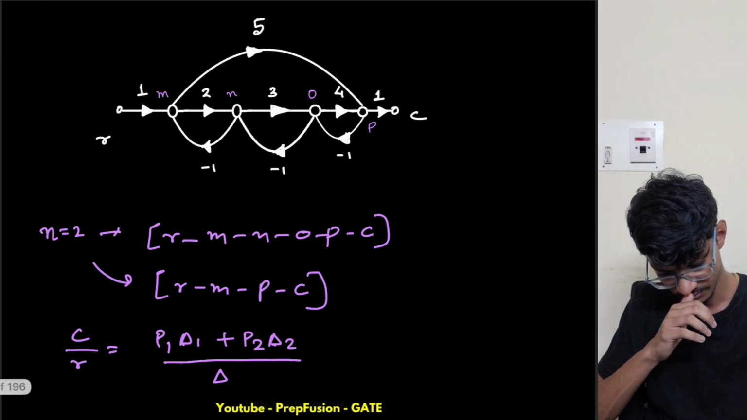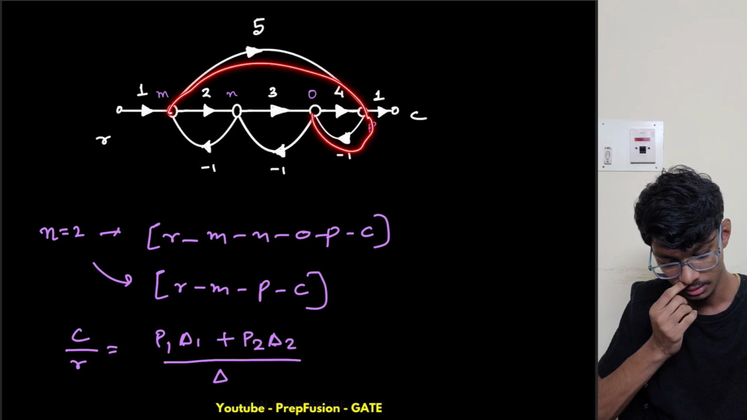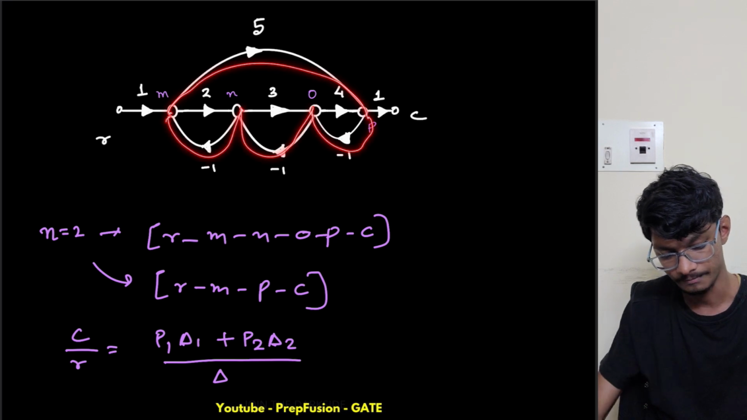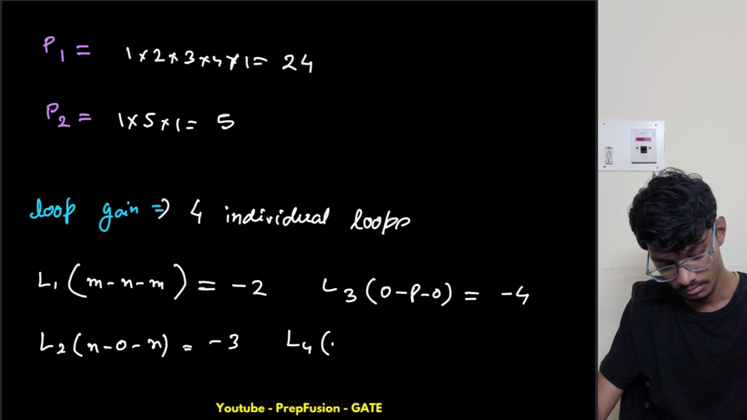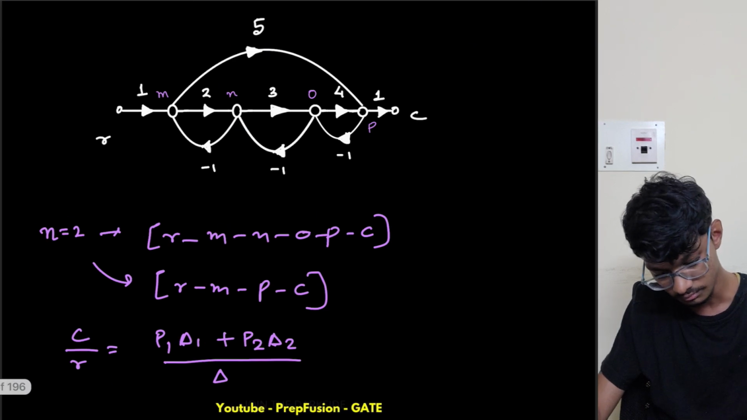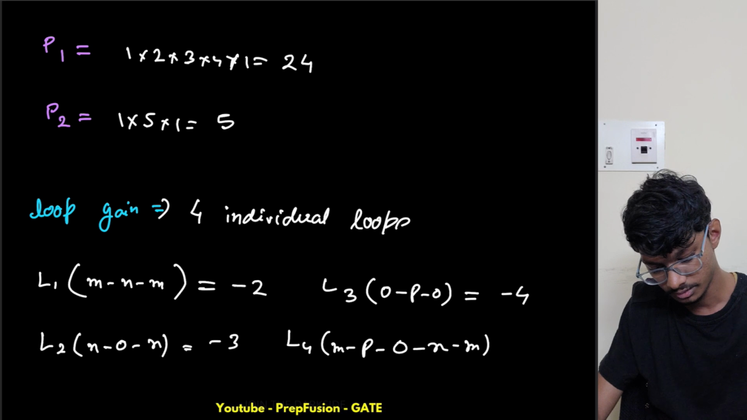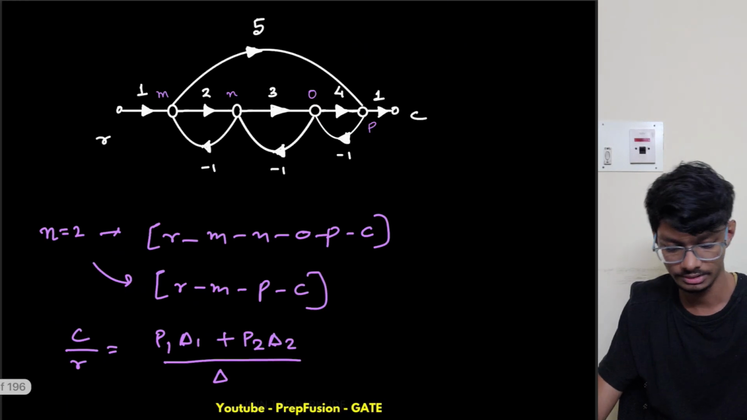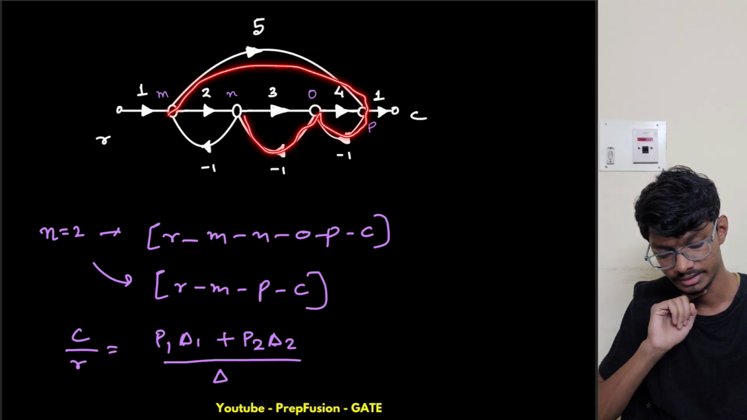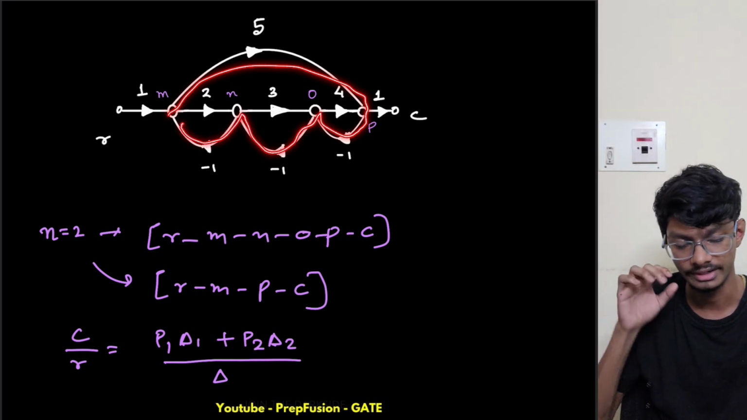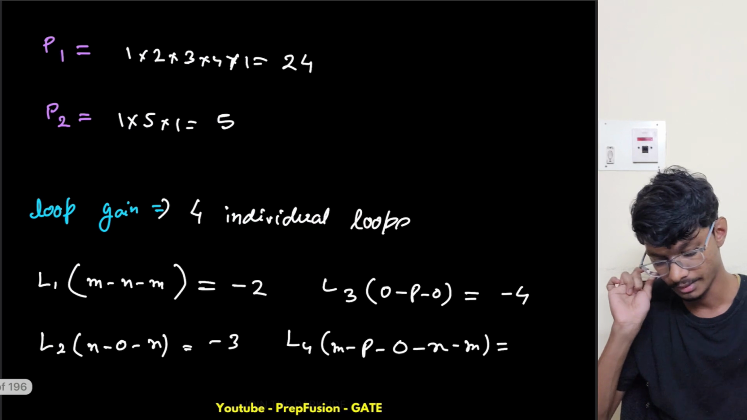And this one, we're going from M to P to O to N, and then again M. So what is the gain for this one? This is 5 times minus 1 times minus 1 times minus 1. So we are getting minus 1 at the end. So this is minus 5.